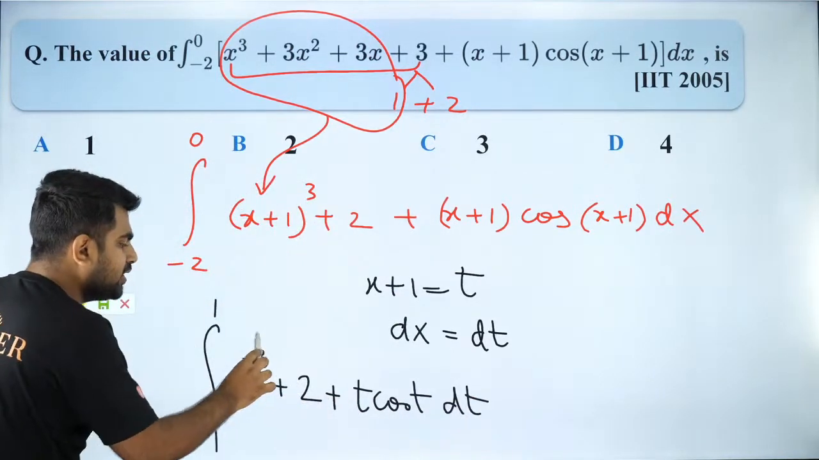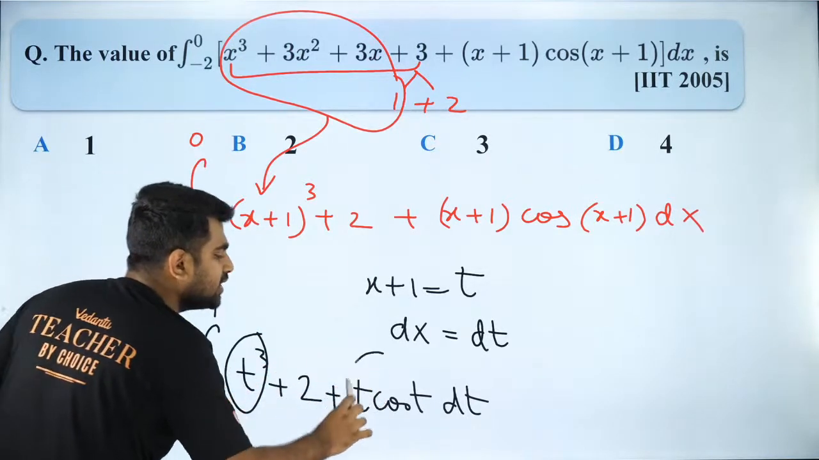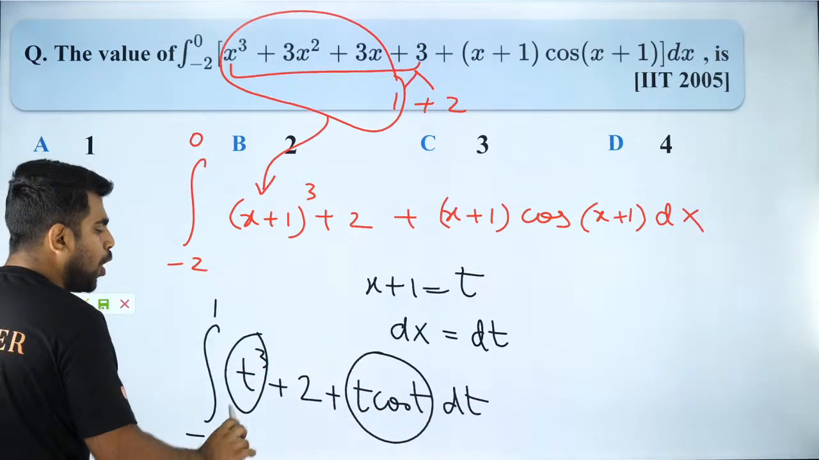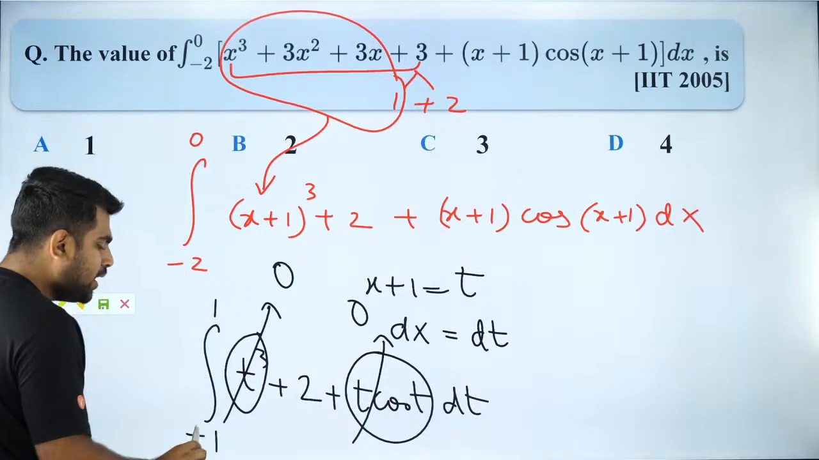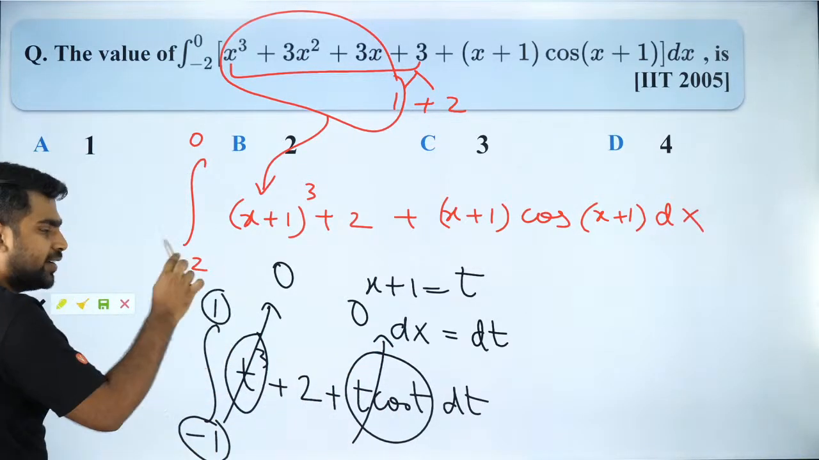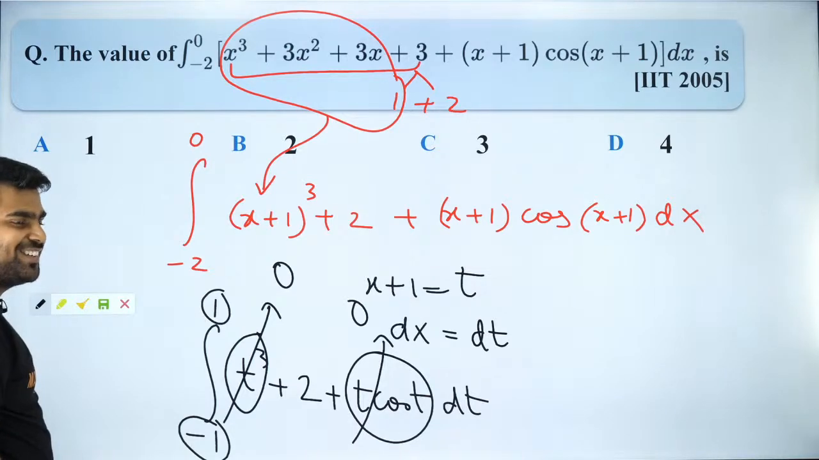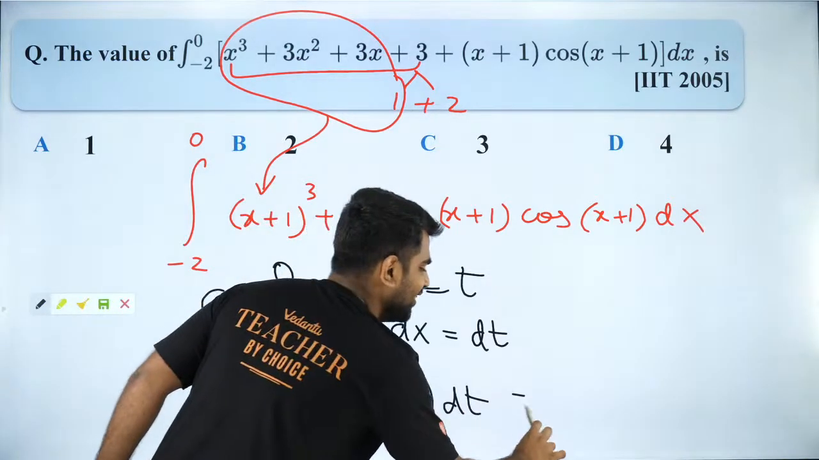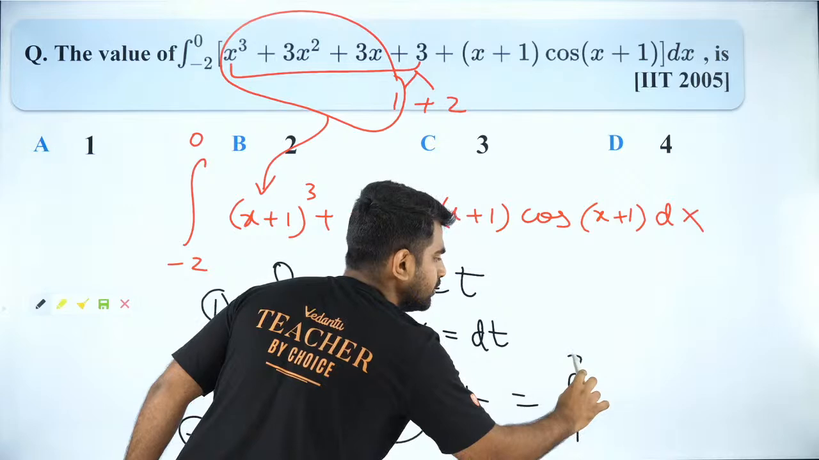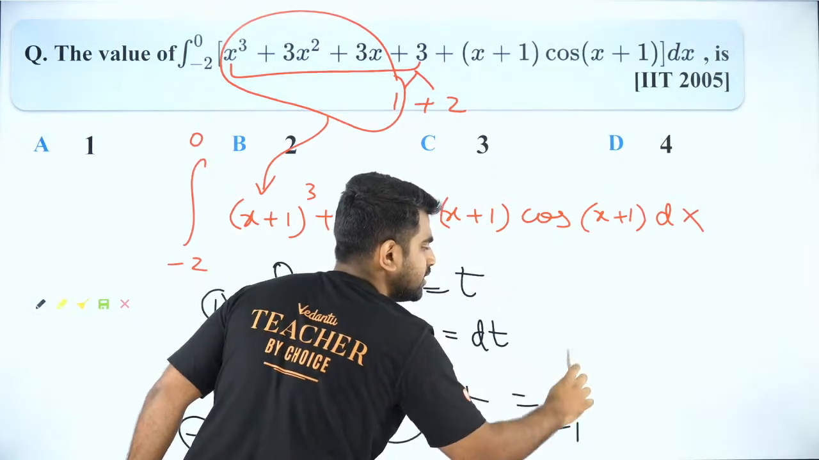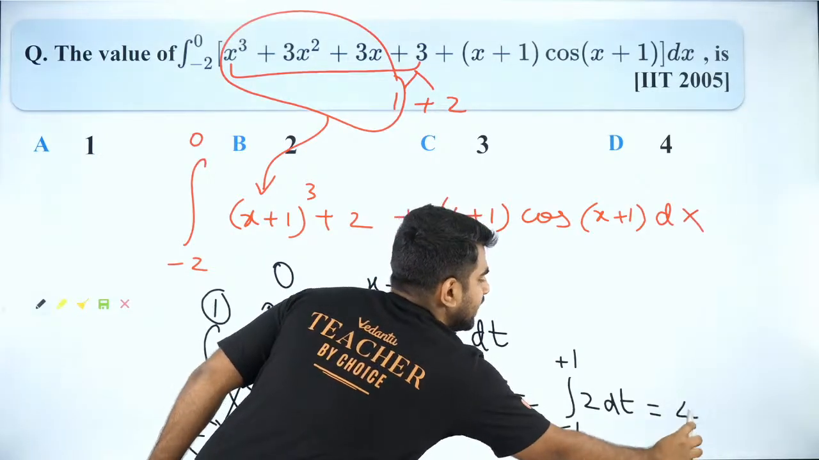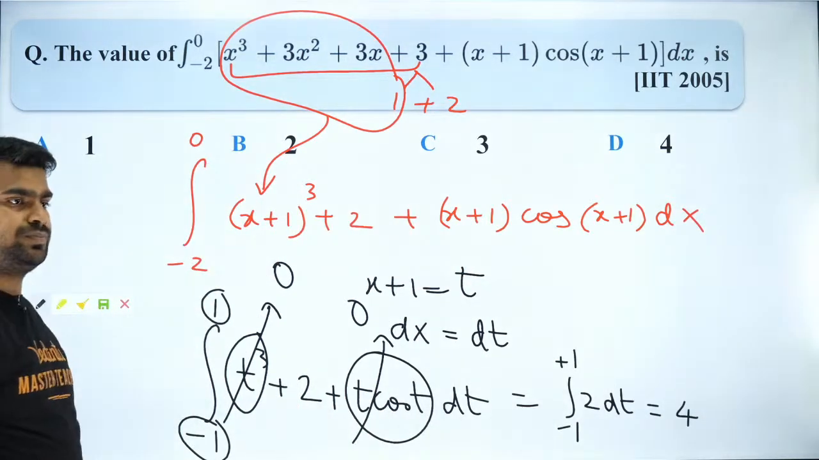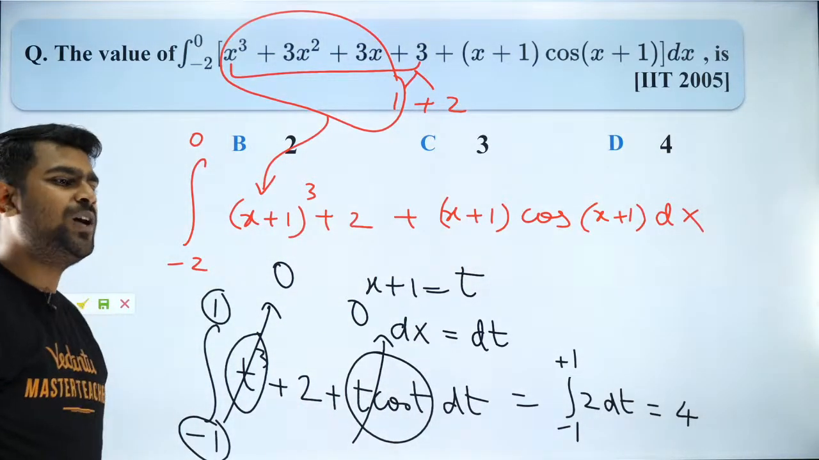Now guys, this is an odd function. This is an odd function. So both will vanish. Why? Because it is minus 1 to 1. Brilliant, na? So what is the answer? It is just the integral from minus 1 to 1 of 2 dt, which will be 4, I guess. 4 is the answer.